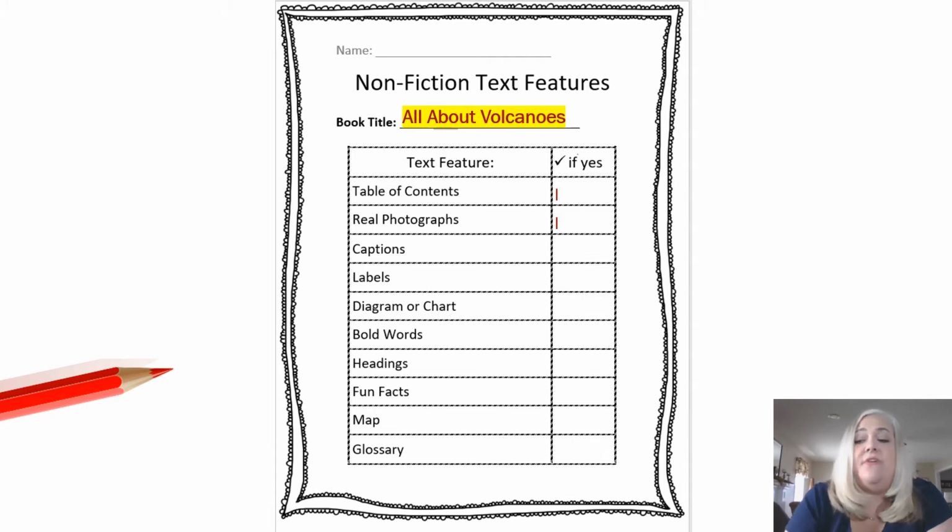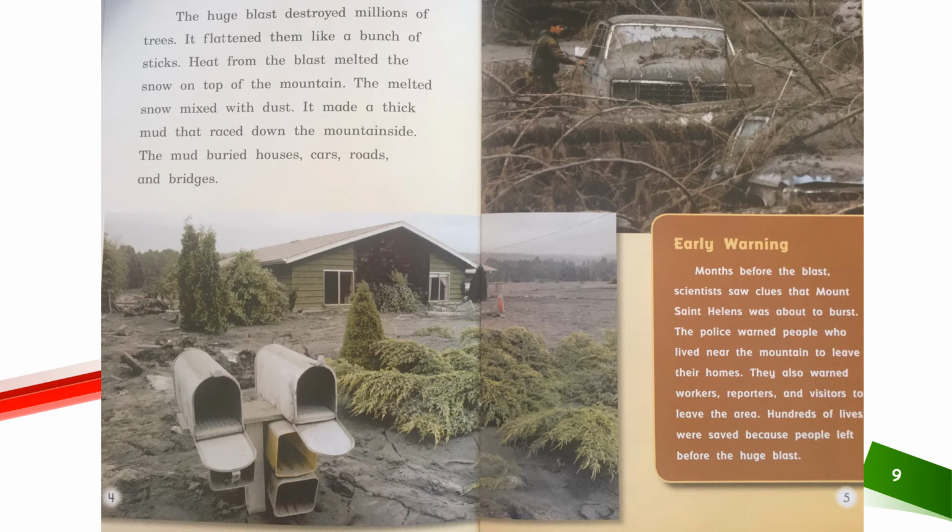And there was a real photograph. There were headings for chapter 2 and 1. How about the map that we saw below? So we already have some of our features listed. Let's see if we can find some more. Continue reading with your eyes on the text.